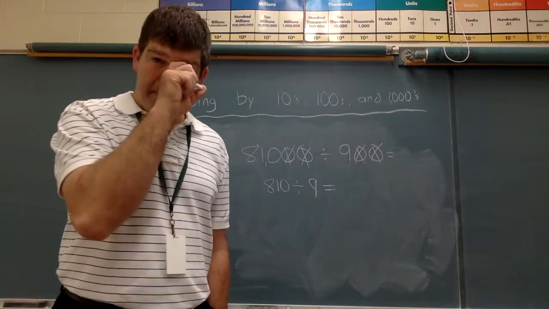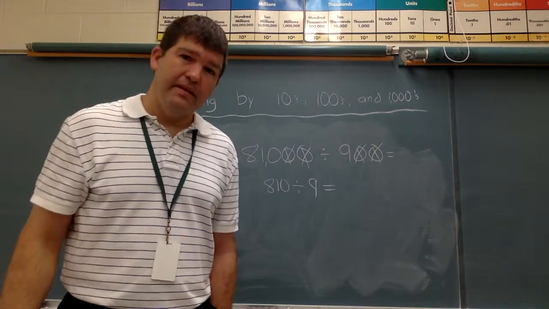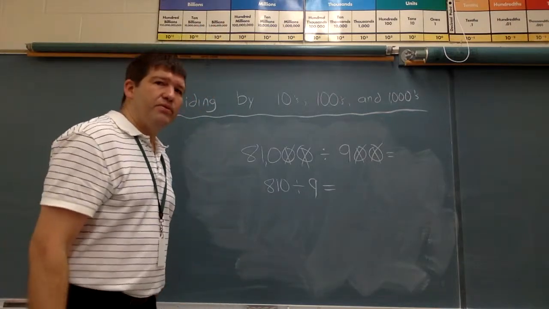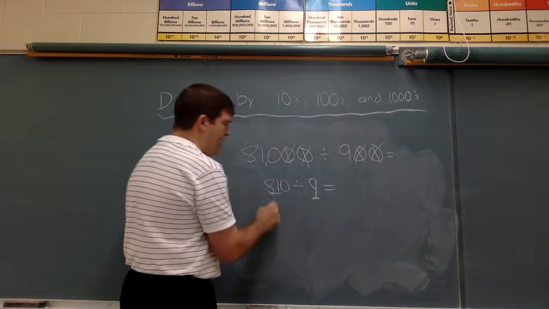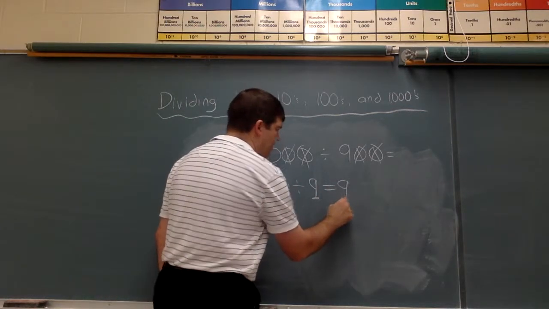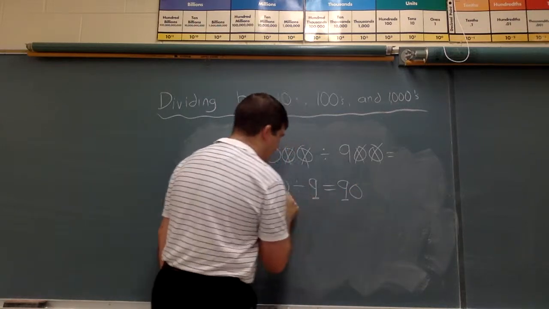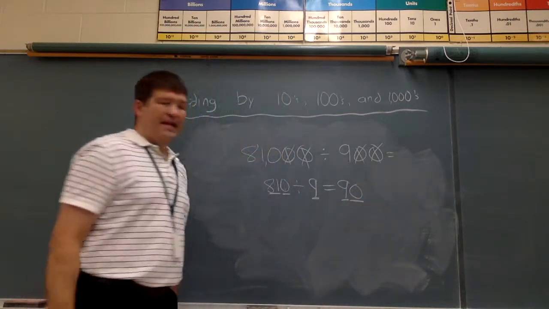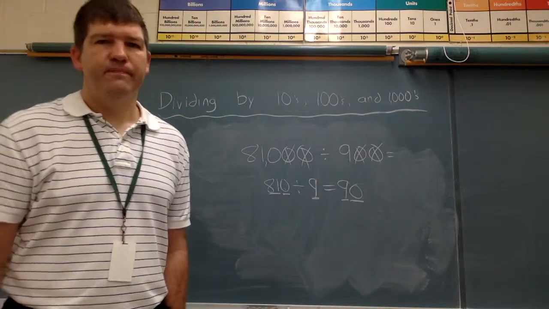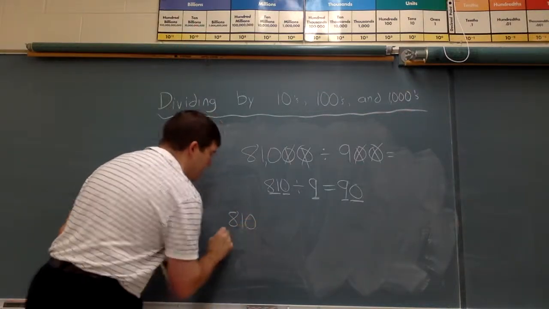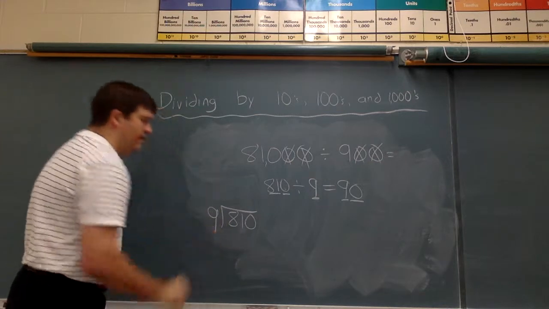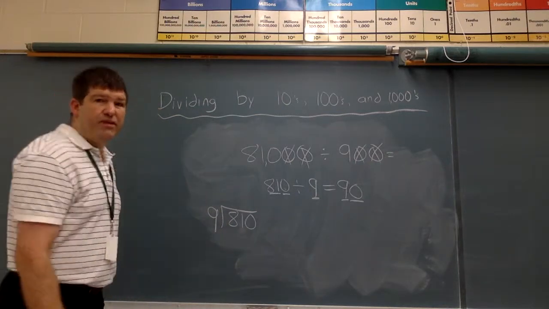Okay, now I'm not sure about this one. This is going to be a little bit more tricky. I could go 81 divided by 9 gives me 9, and then I have to put my 0 here. So it's 90. That's one way. The other way I could do it is do a division problem. 810, set it up like this, 9, and then figure it out.